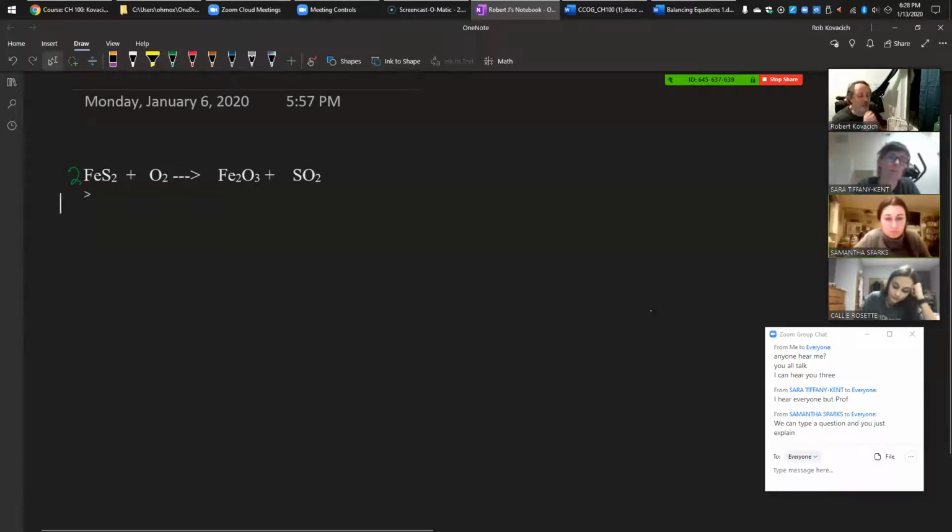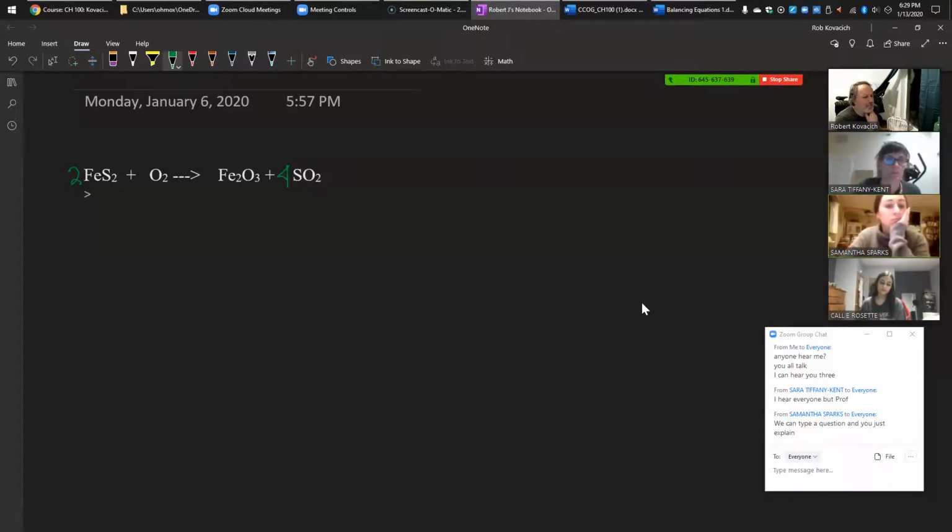How many sulfurs do I have on the left-hand side? 4, right? 4 of them because there's 2 FeS2s. On the right side, we just got 1. So I'm going to put a 4 right there. That just balanced out my sulfurs. You okay with that? Each one of those sulfur dioxides has 1 sulfur in it, so that gives me 4 total sulfurs.